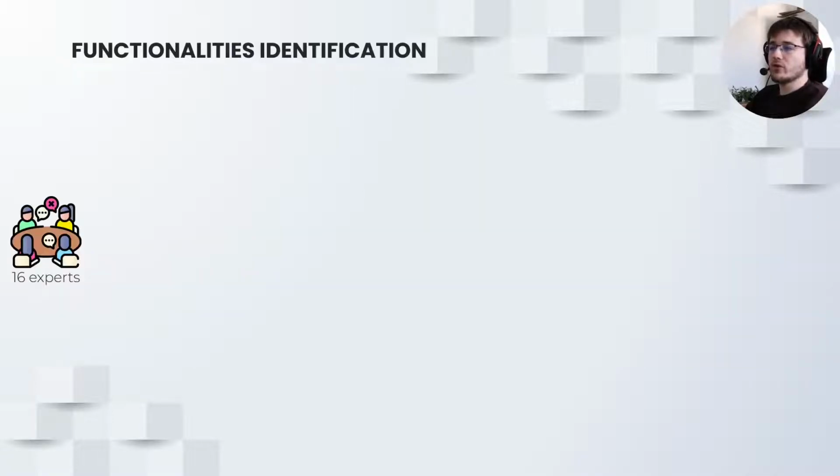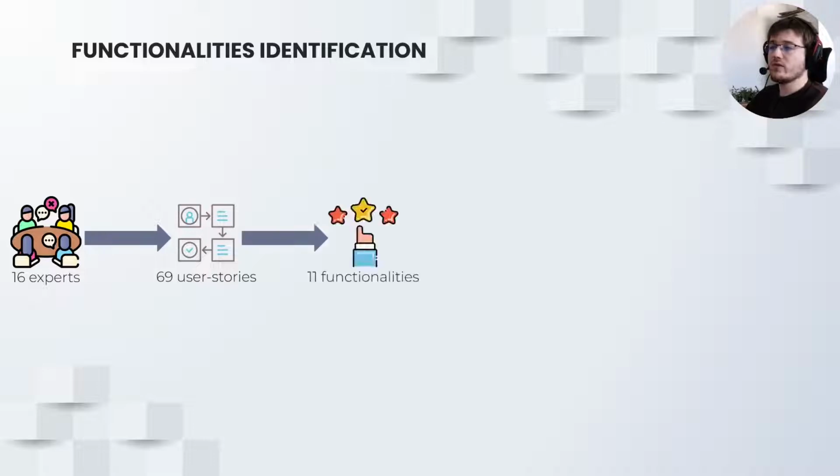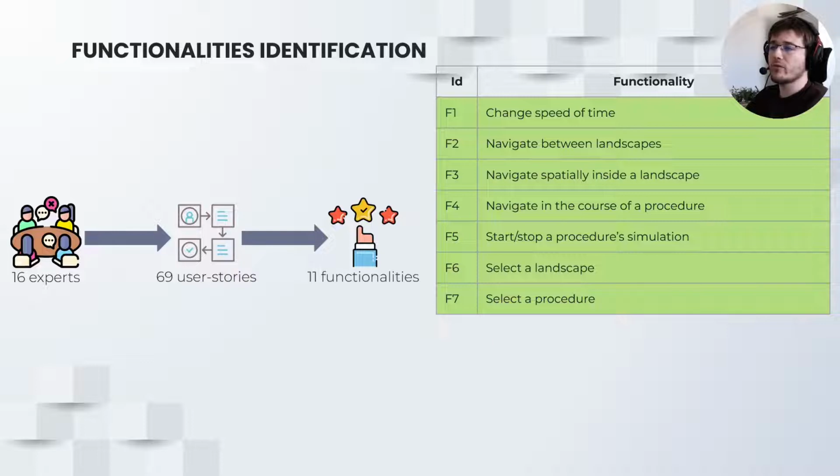The first workshop involved 16 cultural mediation experts. They were asked to write user stories involving spatial and temporal navigation. From these user stories, we deduce 11 elementary functionalities, 7 of which we consider primary. They are directly linked to spatial or temporal navigation and were involved in most of the user stories.